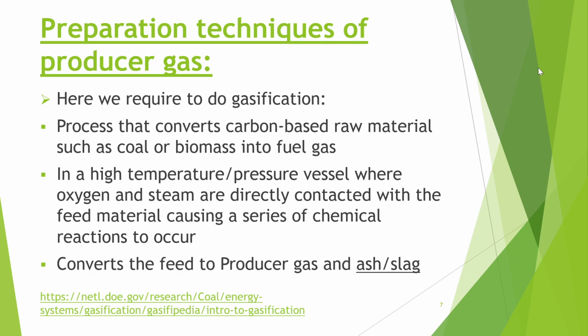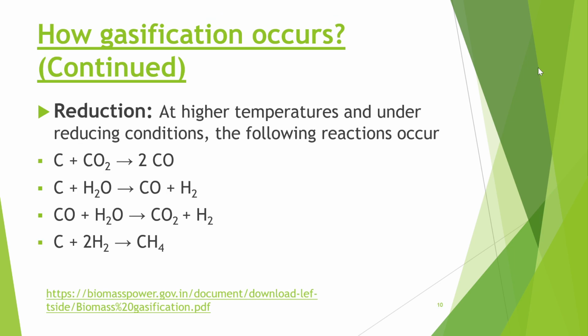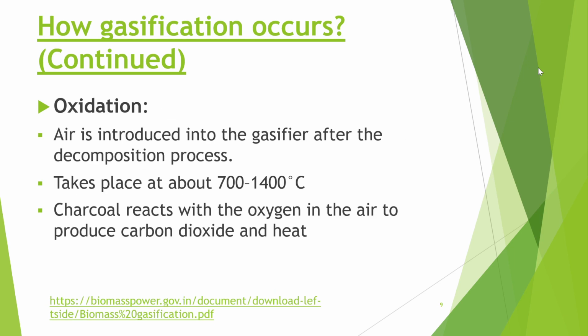That results in a series of chemical reactions. Then the gas is produced from the feed. Also, some residuary substances such as ash and slag are formed. Now, how does gasification occur? Gasification occurs in a few stages, that are drying, pyrolysis, oxidation, and reduction. Now, let's see one by one.